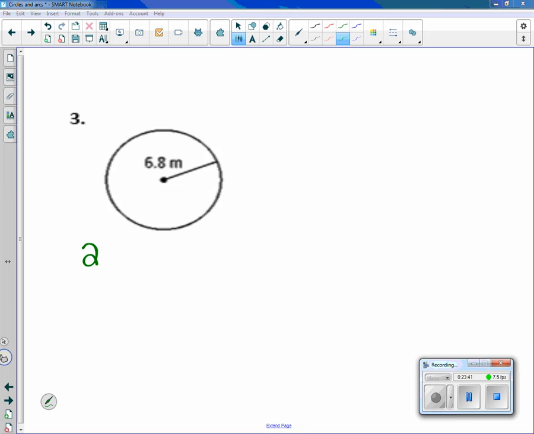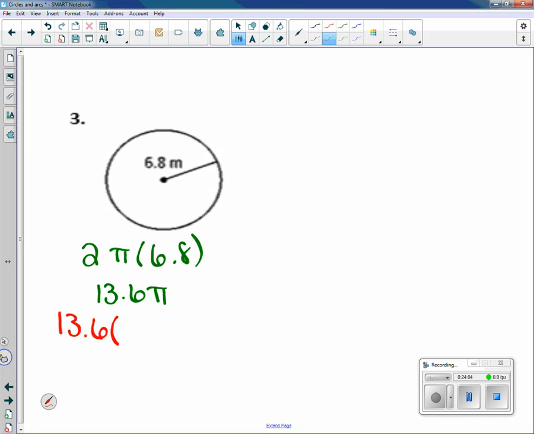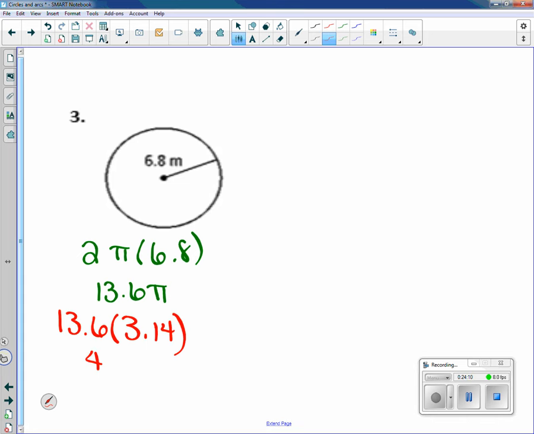Now, I want you to do number 3. Go for it. Times pi times 6.8, which you should have gotten 13.6. 2 times 6.8. Now, if you put it in, it's going to be 13.6 times 3.14. What'd you get there? 42.7. There's your answer.